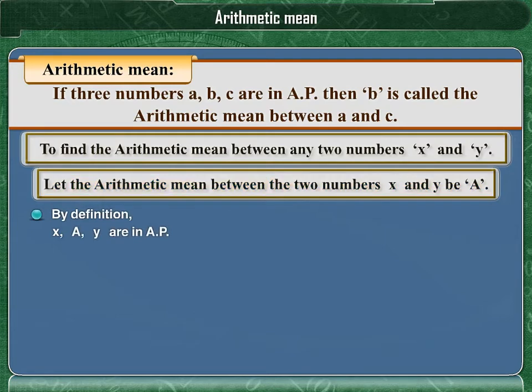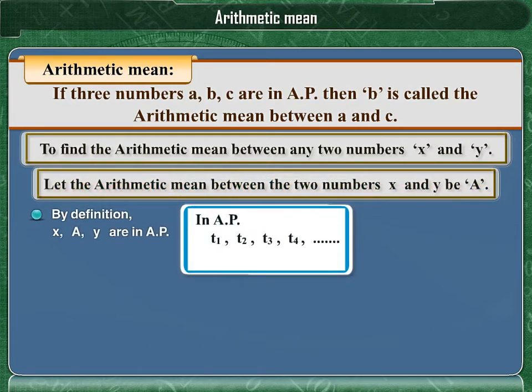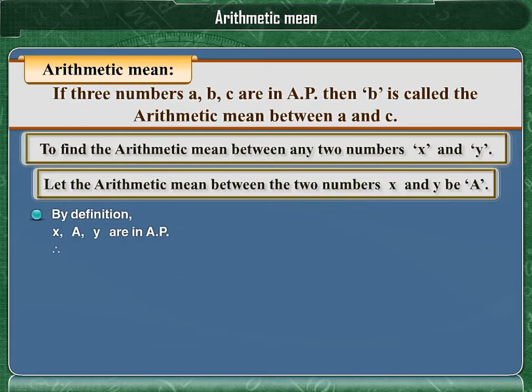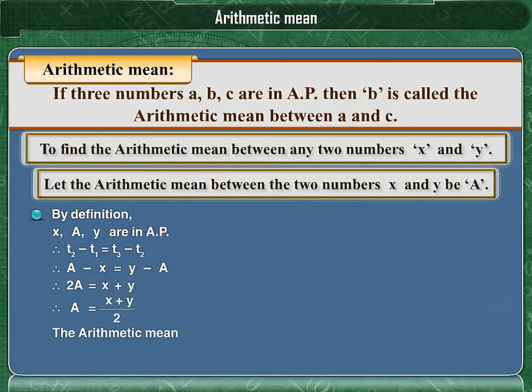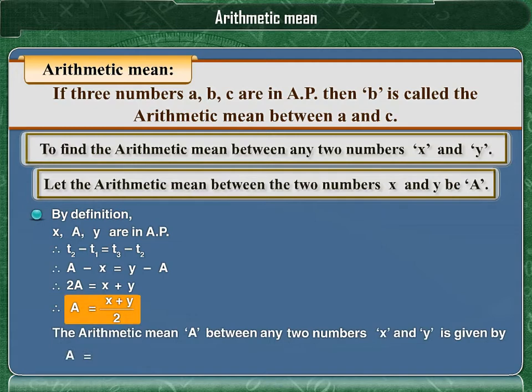We know that in an AP, the difference between the 2 consecutive terms is same. Therefore, T2 minus T1 is T3 minus T2. Therefore, A minus x is y minus A. Therefore, 2A is x plus y. Therefore, A is x plus y upon 2. Thus, the arithmetic mean A between any 2 numbers x and y is given by A is x plus y upon 2.